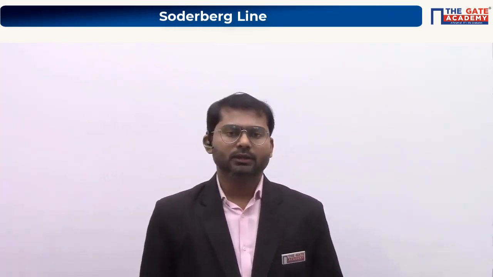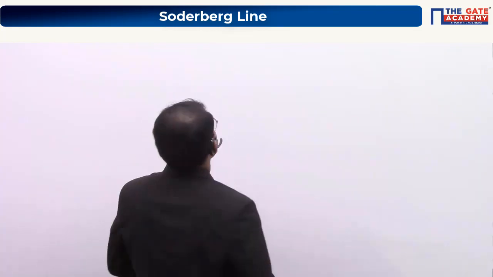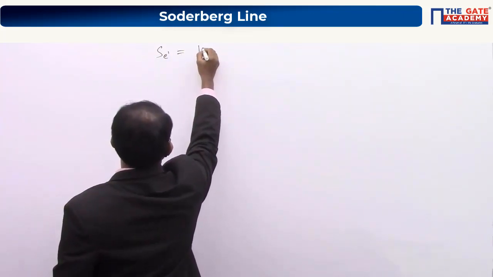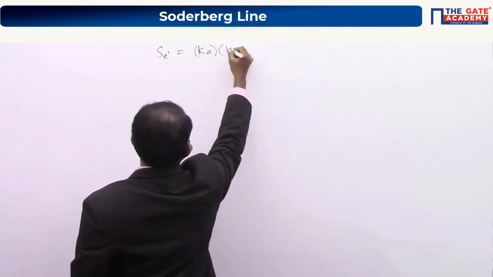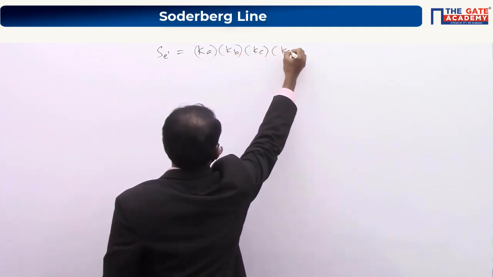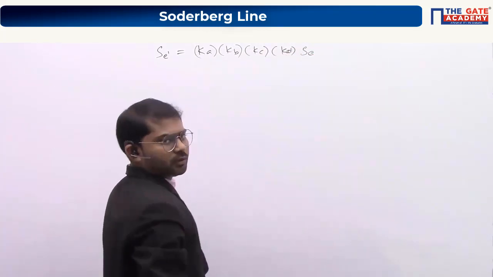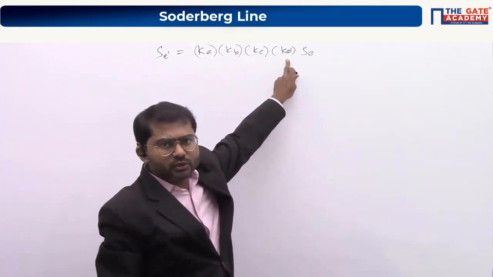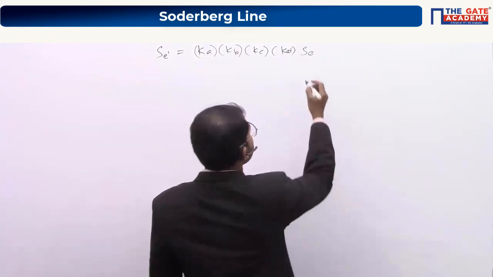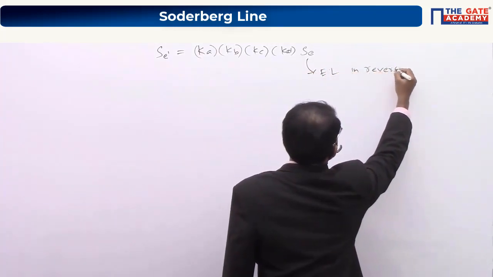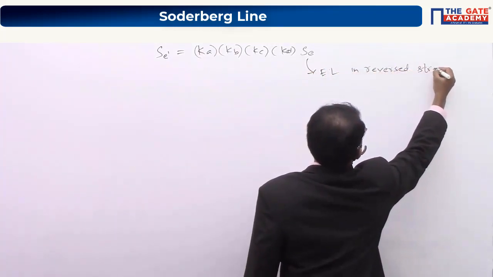Last GATE question. I said that the corrected endurance limit will be equal to all these parameters times the endurance limit, in reversed stresses or reversed cyclic stresses.